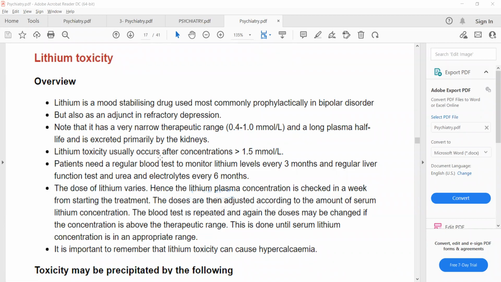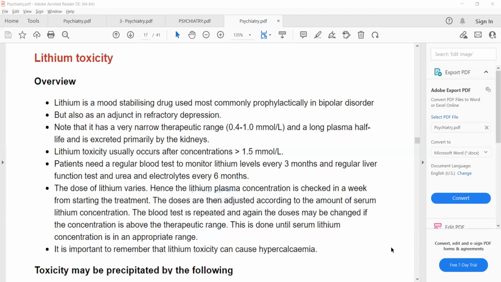And lithium toxicity usually occurs after concentration of more than 1.5 millimole per liter. So this is the safe range for lithium. And when lithium concentration in the plasma becomes more than 1.5 millimole per liter, then lithium toxicity can occur. That's why patients need a regular blood test to monitor lithium level every 3 months.